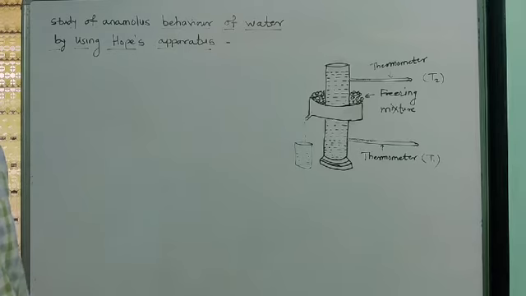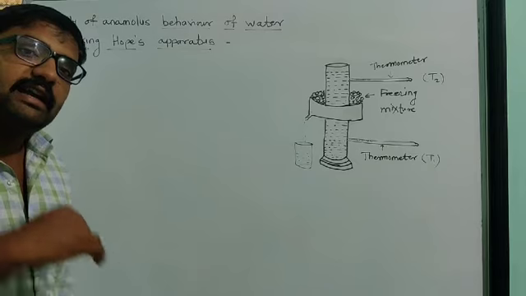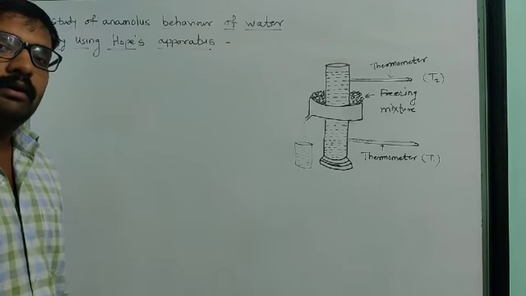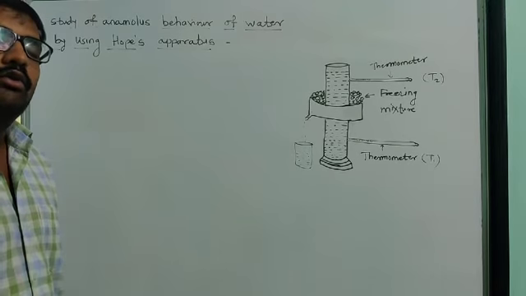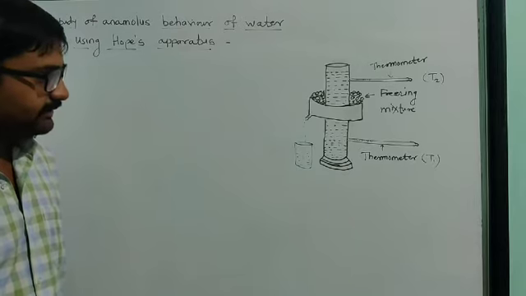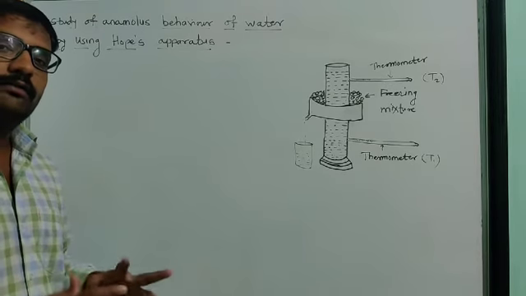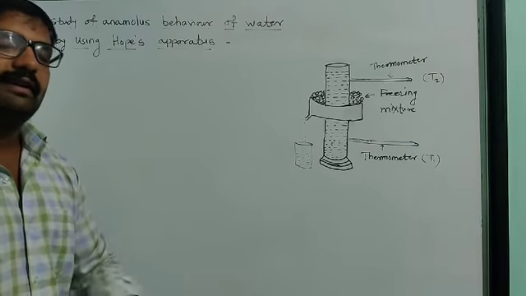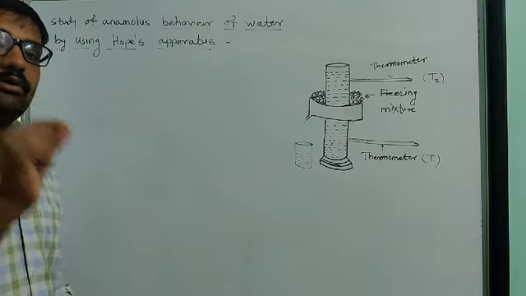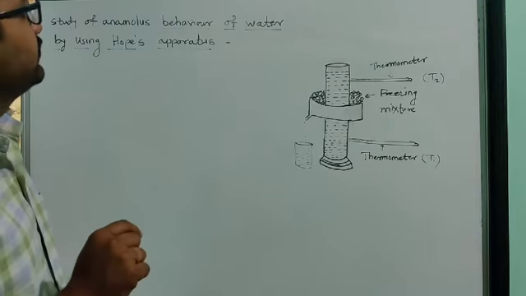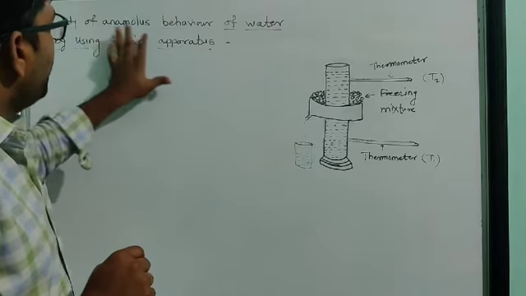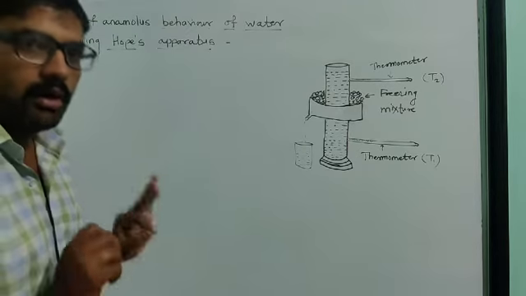But in the case of water, from 0 degree to 4 degree Celsius, instead of expanding, what happens? A decrease in the volume of water takes place. This somewhat different nature of water between 0 degree to 4 degree Celsius is simply called the anomalous behavior of water.